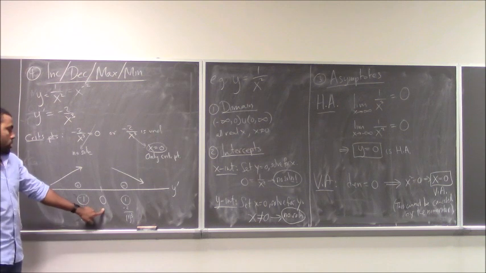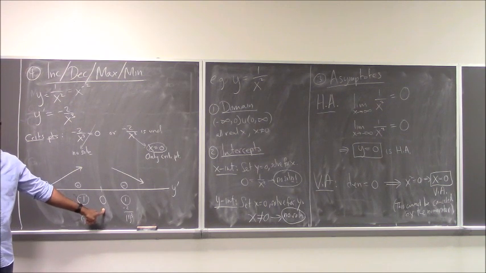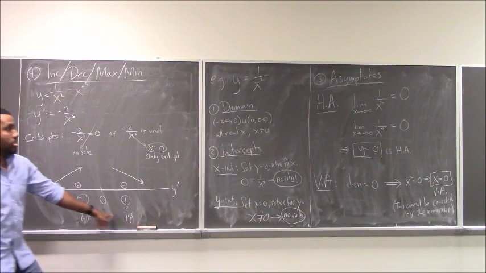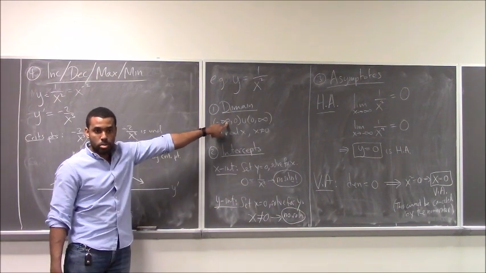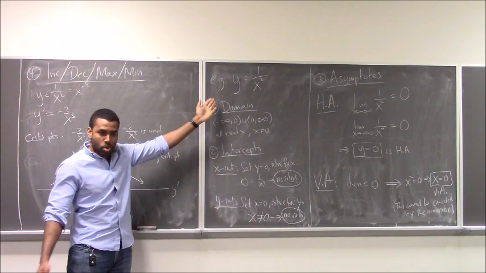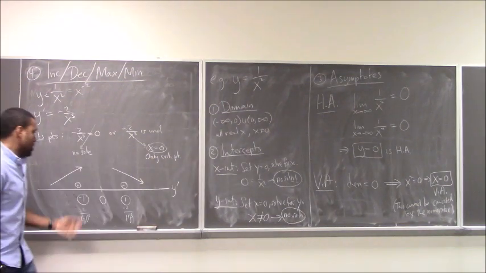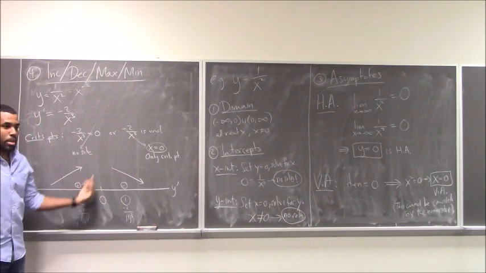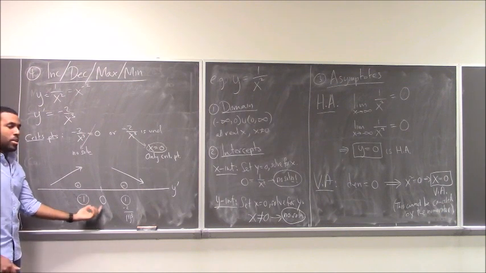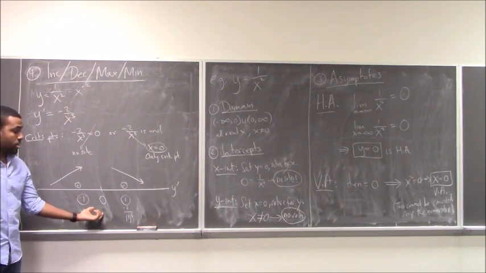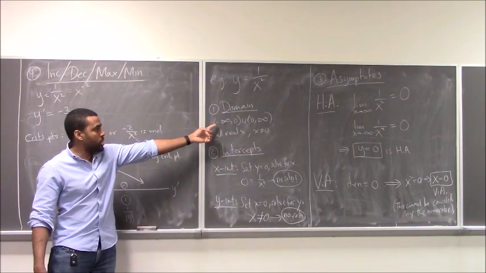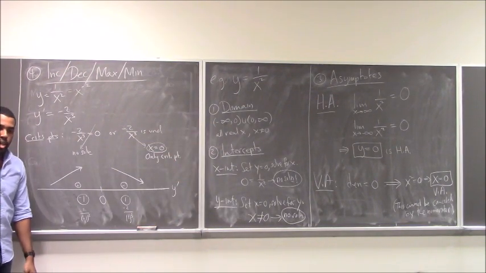What does that tell us about 0? Is it a max? No. Why not? 0 is not in our domain, so you have to be careful. This is why part 1 can come in handy. Don't just say, oh, it's coming up, then it's going down, that must be a max. Not necessarily. It depends on whether your function is defined at that point. 0 could be a max potentially, but we know it's not because it's actually not in your domain, right?